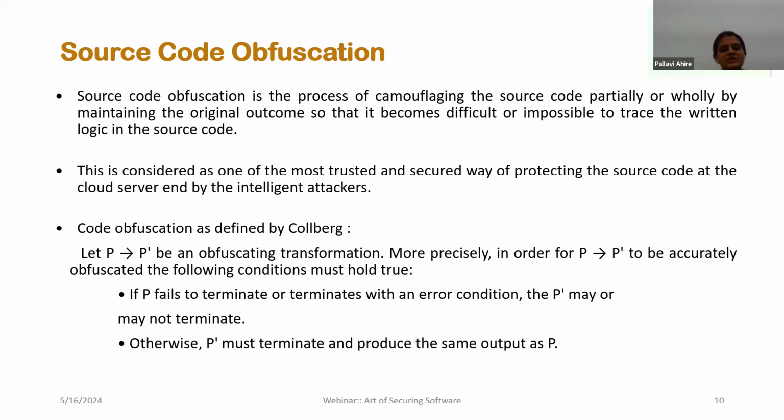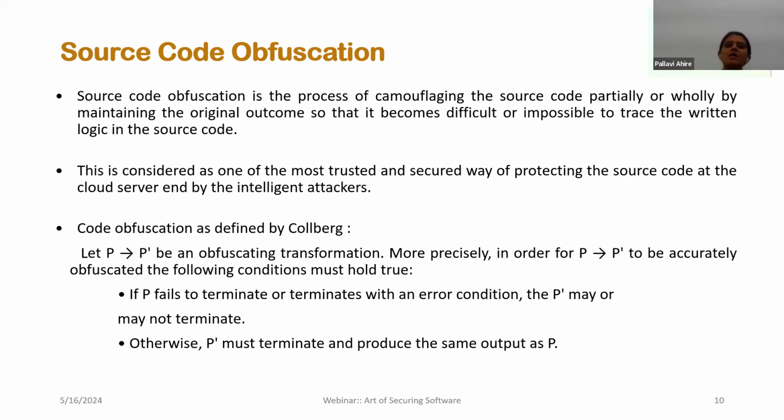Otherwise, my obfuscated code, that is P dash, must terminate and produce exactly the same output as the original P. So P is my original program, P dash is my obfuscated program. Whatever the output of my original code is, my obfuscated code should resemble that exactly. But my obfuscated code should be written in such a way that no other person is able to understand for which particular reason it is written.